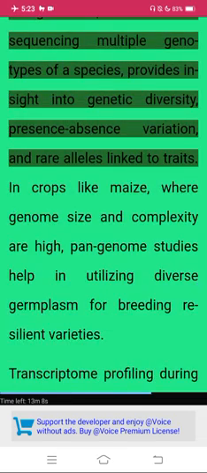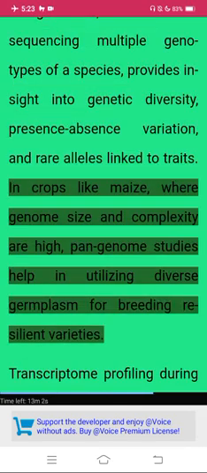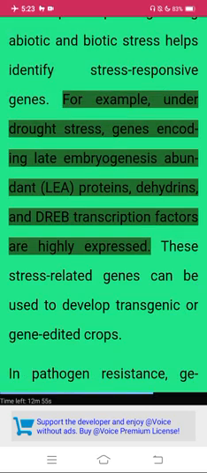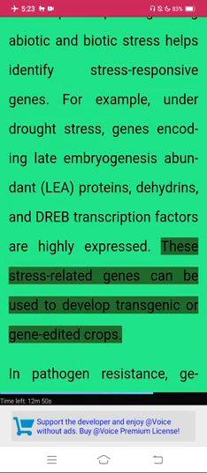Pangenomics, which involves sequencing multiple genotypes of a species, provides insight into genetic diversity, presence-absence variation, and rare alleles linked to traits. In crops like maize, where genome size and complexity are high, pangenome studies help in utilizing diverse germplasm for breeding resilient varieties. Transcriptome profiling during abiotic and biotic stress helps identify stress-responsive genes. For example, under drought stress, genes encoding late embryogenesis abundant (LEA) proteins, dehydrins, and DREB transcription factors are highly expressed. These stress-related genes can be used to develop transgenic or gene-edited crops.